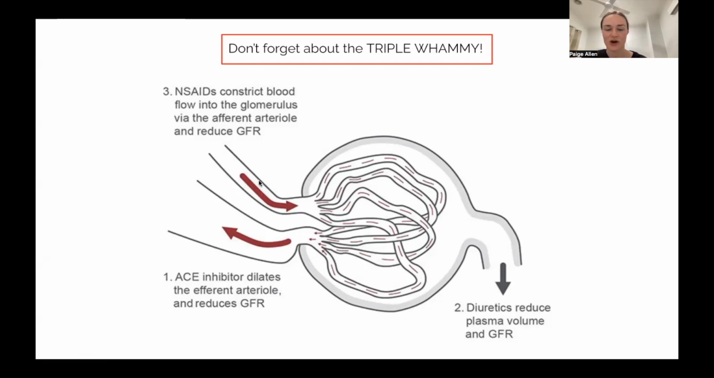And then NSAIDs cause constriction of the afferent, so again, contributing to low blood pressure in the glomerulus. And then diuretics reduce plasma volume by getting rid of all of that. So basically, you're going to have no filtrate if you combine all these together.